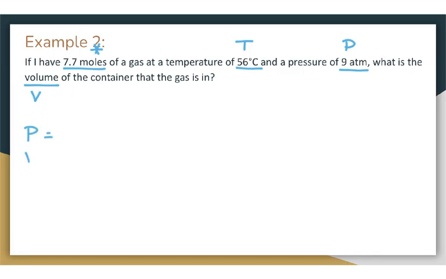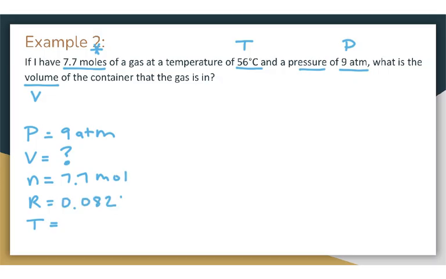So looking at my variables, P, V, n, R, T, I just like to go through and list those in the same order that my equation is. Pressure, 9 atm. I can see that with the unit. Volume is unknown. What is the volume? So that's our question mark. n is moles, so 7.7 moles. R is a constant, so we always know that R is 0.0821. And then my temperature, 56 degrees Celsius.